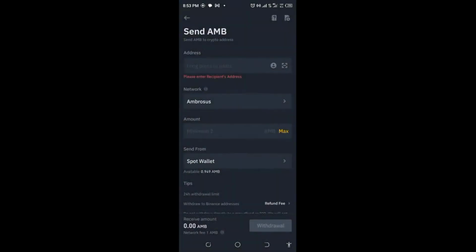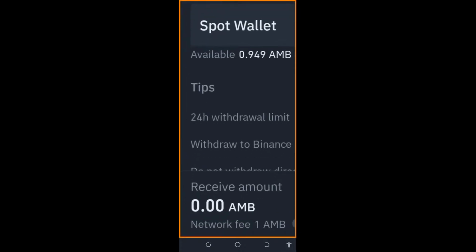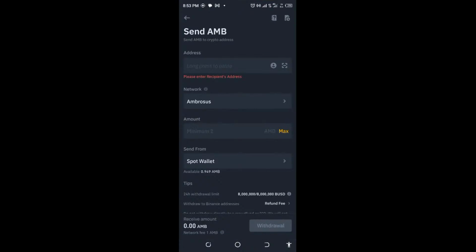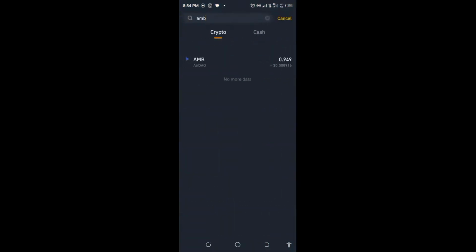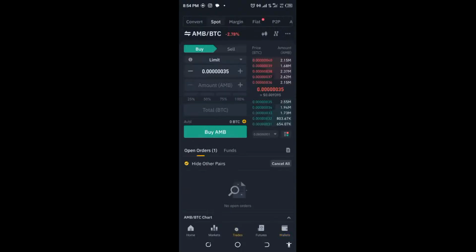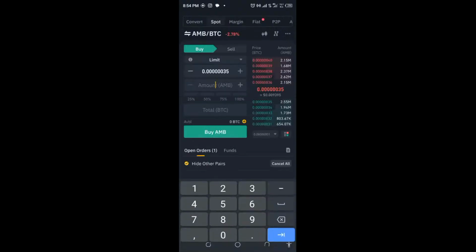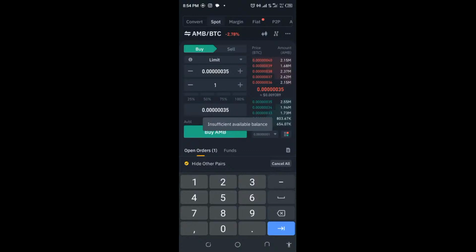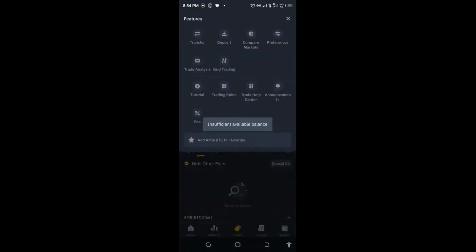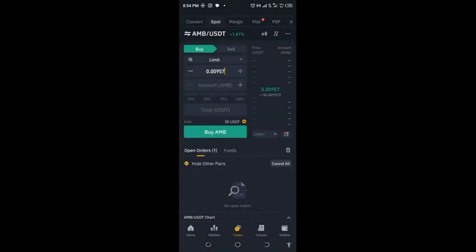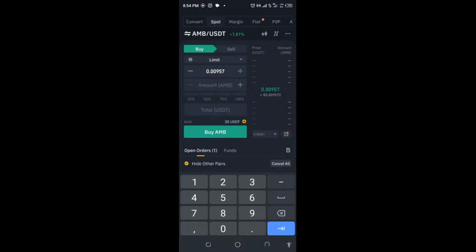What is this? What is the network? Okay, it's Ambrosus, and it's one AMB. Okay, so one AMB is not that much. Let's go back in to see how much one AMB is. If I want to buy one, let's see. Oh, no, this is not where you get it. We're going to get it from the USDT side. So let's put one here. It's really less, not even up to a cent.